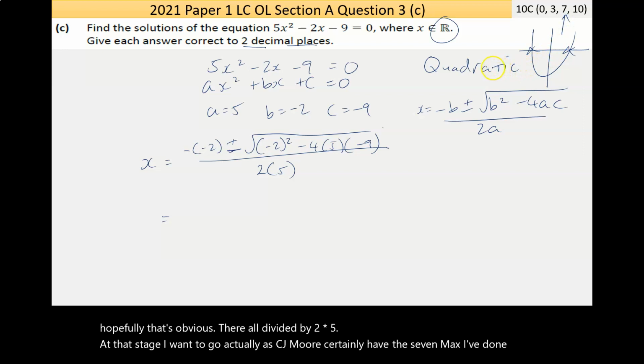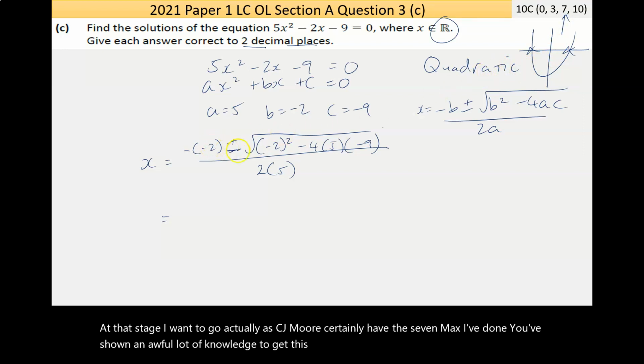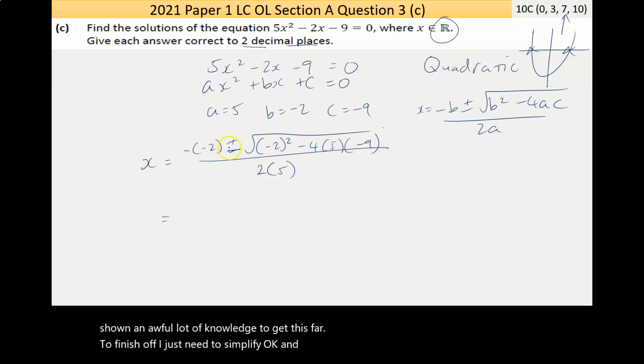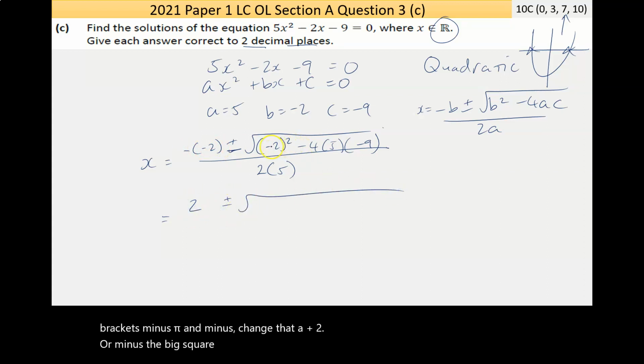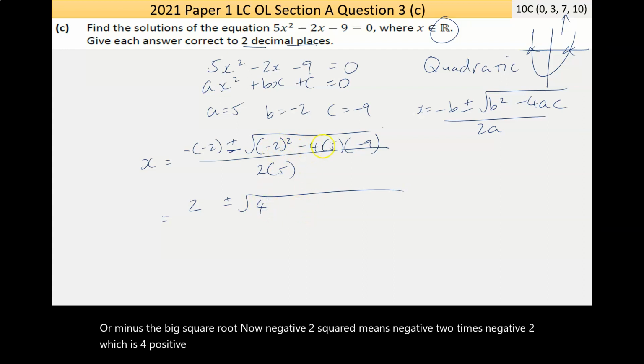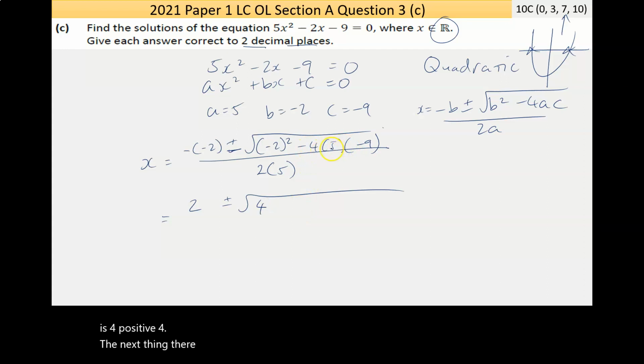Now at that stage, I most certainly have the 7 marks. You've shown an awful lot of knowledge to get this far. To finish off, I just need to simplify, and go left to right, top then bottom, and remove brackets. Minus by a minus changes that to a plus 2, plus or minus the big square root. Now, negative 2 squared means negative 2 times negative 2, which is positive 4. The next thing there is a triple multiplication. Minus 4 times 5 is minus 20. Minus 20 by negative 9 is plus, what's 9 20s? I think it's 180. It is 180. I probably should use a calculator to double check that.